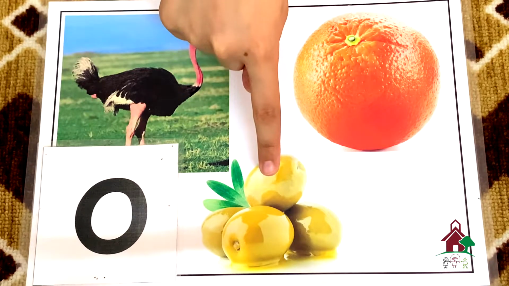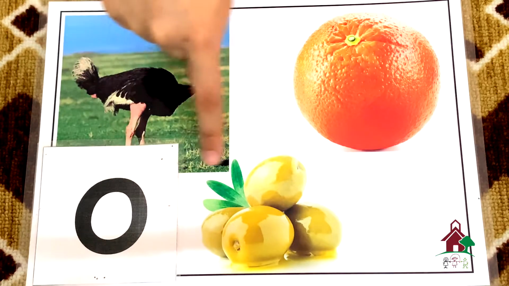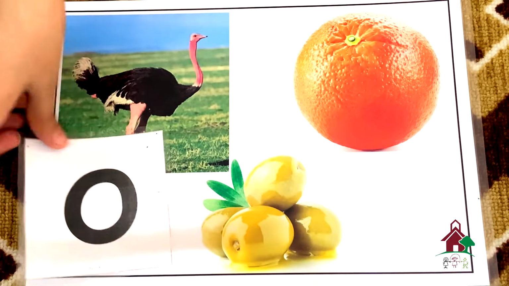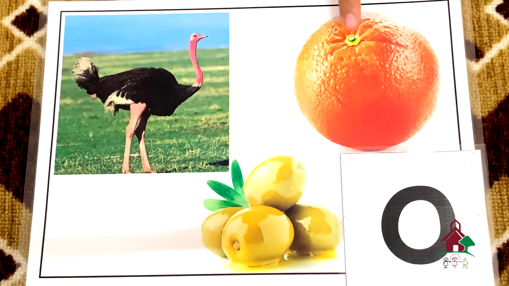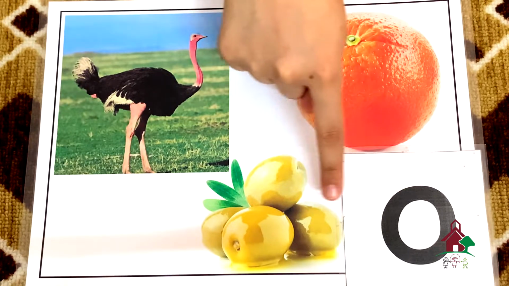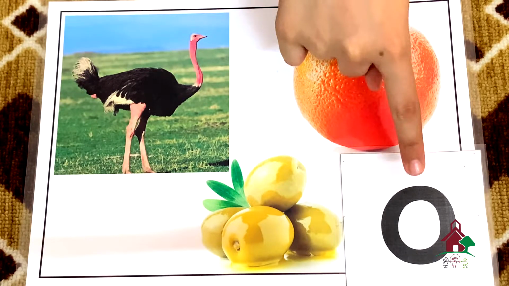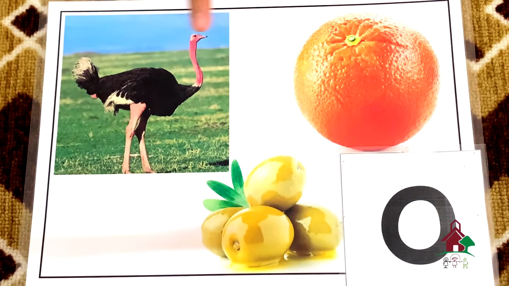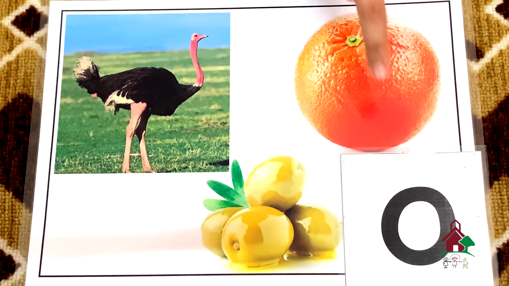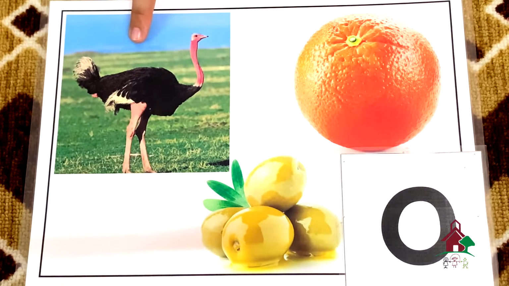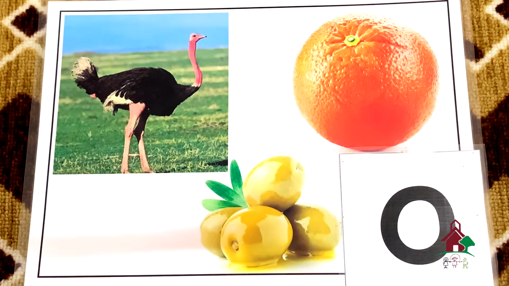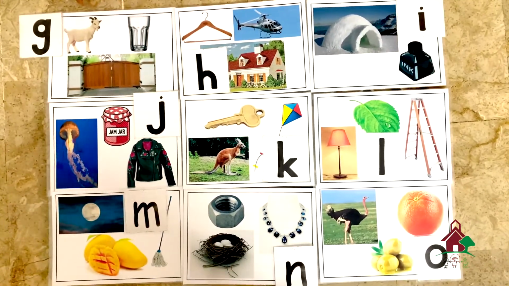Olives begins with O. Can you put it here? Orange begins with O. Very good. O orange. O olives. O ostrich. O orange. O ostrich. O olives. Very good. Now children, let's revise all the sounds together.